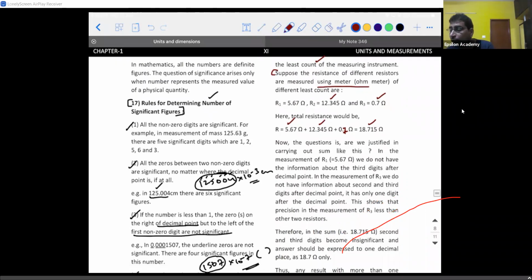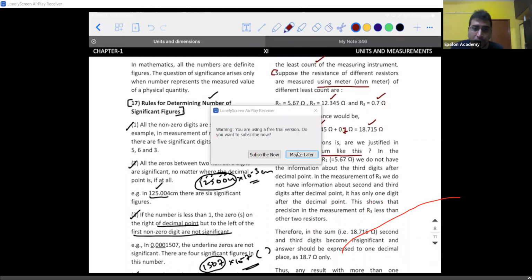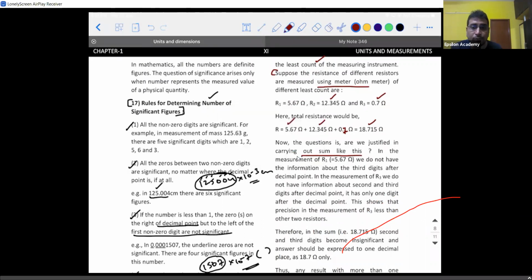So that's what is given here. Now the question is, are we justified in carrying out a sum like this? So in the measurement of R1, we got it as 5.67. We do not have the information about the third digit. In the measurement R3, we do not have information about the second and the third digit after the decimal point. It has only one digit after the decimal point. This shows that the precision of the measurement of R3 is less than the others.